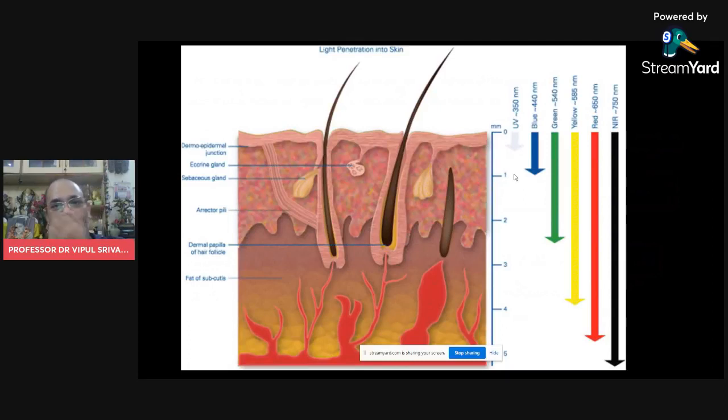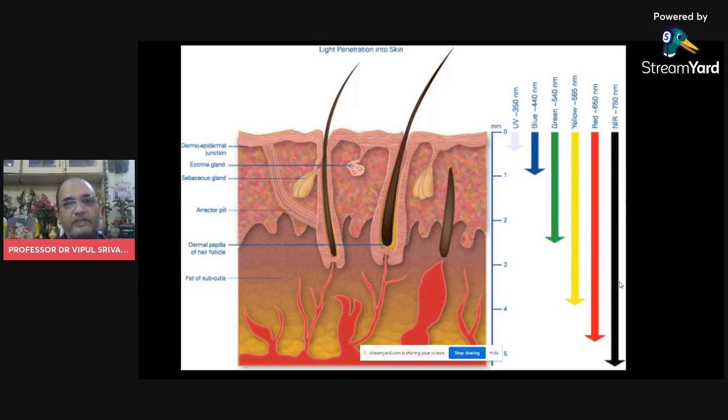This picture is also taken from that article only, and you notice UV has hardly any depth of penetration here, whereas as we go to blue light, 440 or 450 nanometer, they can go up to 1 millimeter. Then green has got better. Then as you go to the colors and near infrared, depth of penetration increases. So the common logic is that as we go from UV to the visible wavelengths to near infrared, the depth of penetration is increasing.